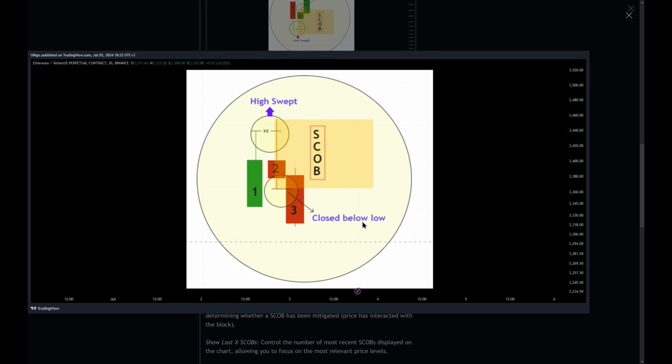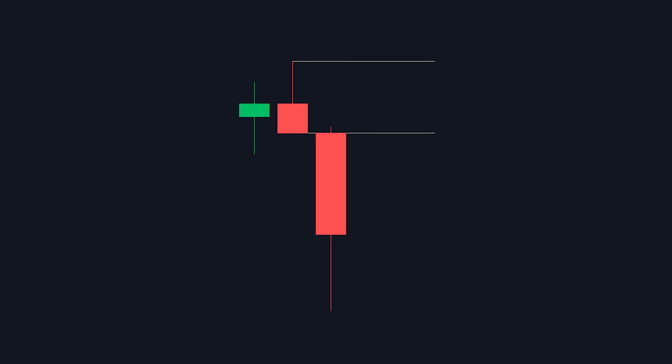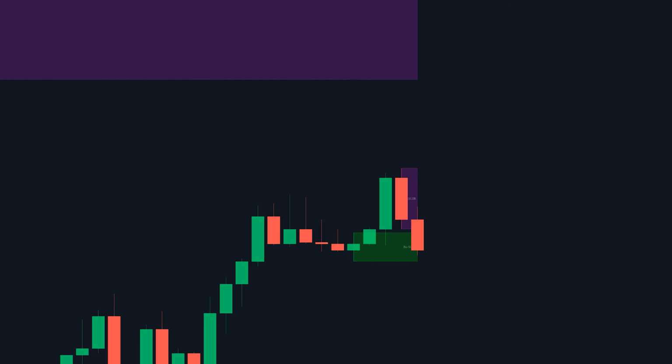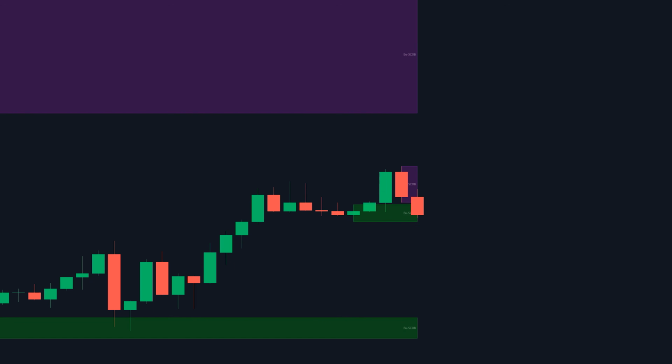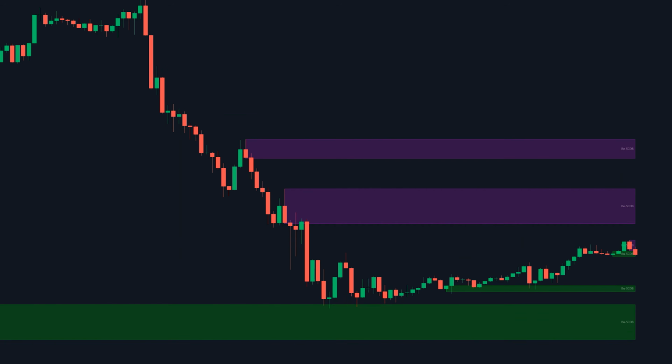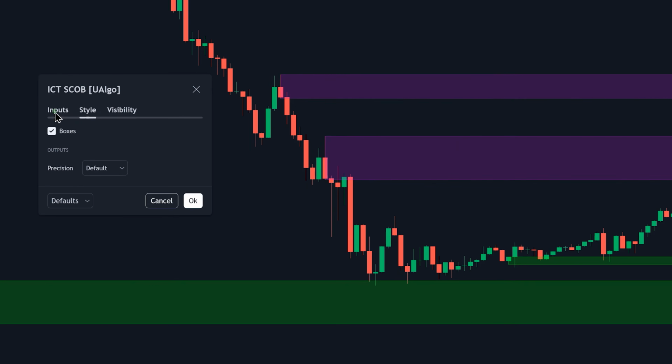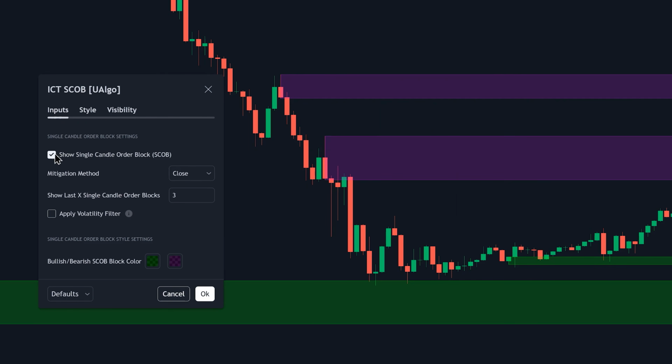Simple. Once the indicator identifies this pattern, it's gonna plot a horizontal level beginning from the high to the low of the middle candle. Now, on a live chart, this is one example of a bearish SCOB, this is another one, and this is another one. Now that we know exactly what this indicator is made of, let's take a look at the settings of it so we can see how customizable it can be. Right off the bat, we can see that on the Inputs tab, you have an option to show single candle order blocks.